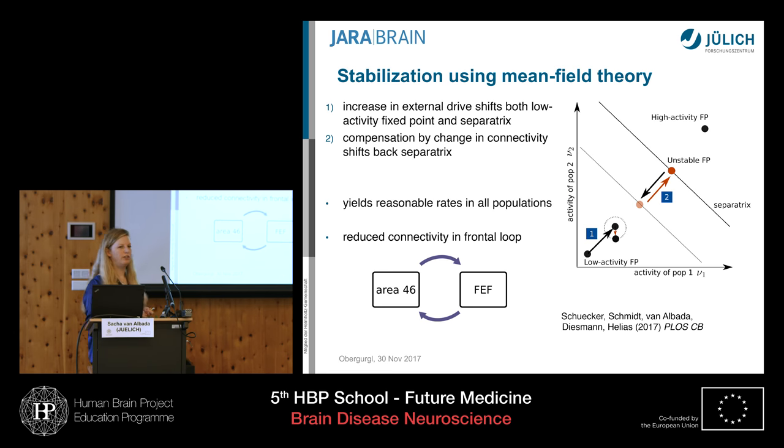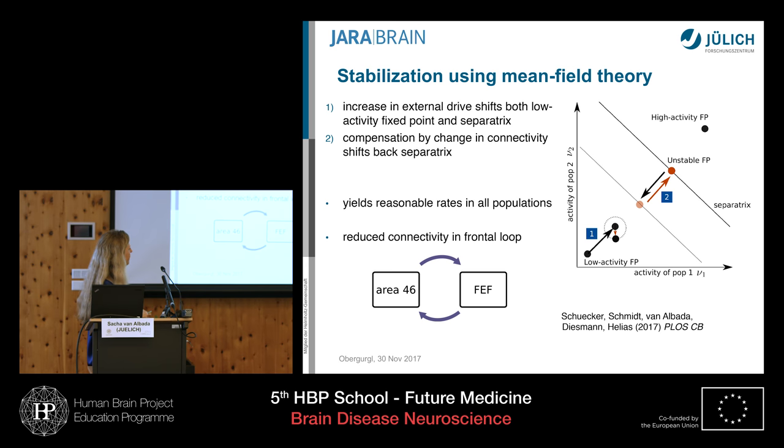And based on that, predicted how to change the connectivity just slightly and increase the stability of this low activity fixed point, such that we could increase the external drive onto the excitatory populations in layers 5 and 6 and still not go to the high activity state. So what this does is illustrated for two populations here. We have a low activity fixed point, the high activity fixed point, and there's a separatrix between them. And in the simulations, we have fluctuations that can stochastically bring the model across the separatrix to this state, which we don't want.